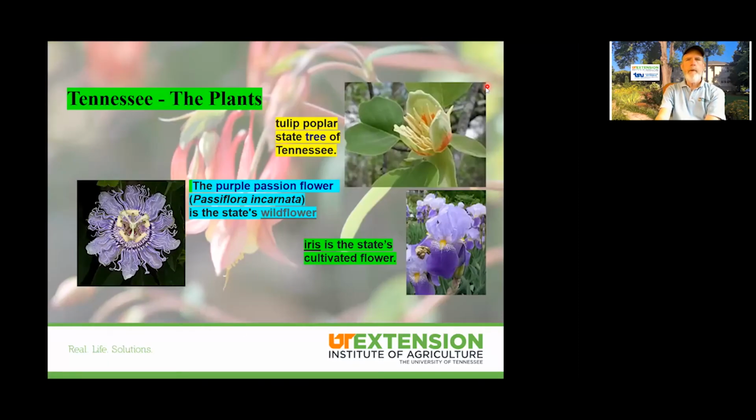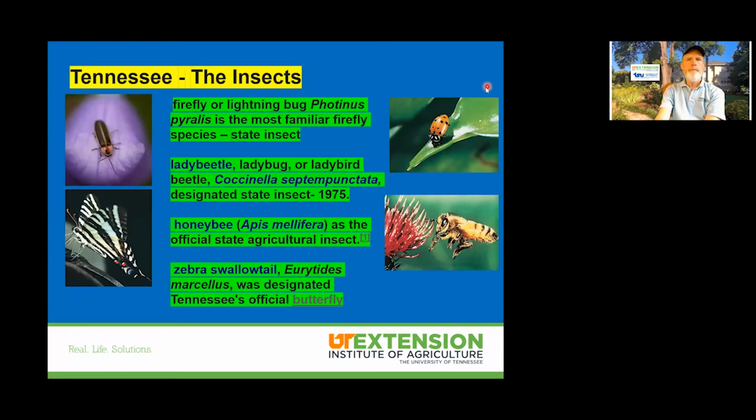Some of the plants we look forward to: the tulip poplar tree is the state tree of Tennessee. The purple passion flower is a beautiful flower, and that's the state's wildflower. And there's also a cultivated flower, the Tennessee state flower, the iris.